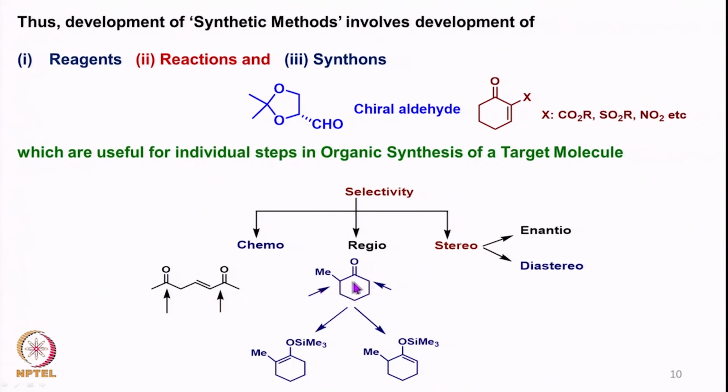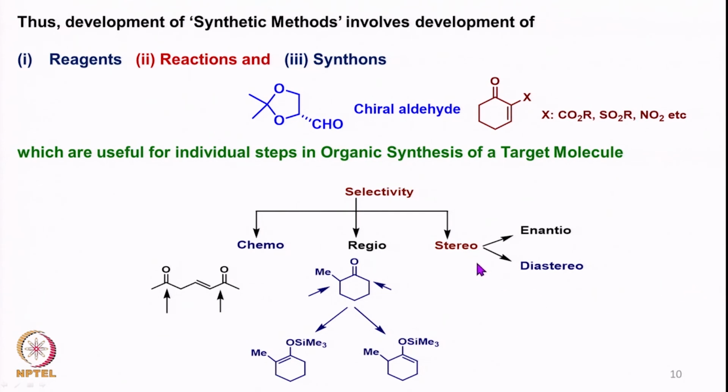Now in this particular ketone, there is a methyl group on the left side and no substitution on the right side. If we carry out the formation of an enol silyl ether by removing this proton here, then this is a regioselective deprotonation and regioselective formation of an enol silyl ether. On the other hand, if we deprotonate on the right side and let the enol silyl ether be made in this way, then this is also a regioselective enol silyl ether preparation. So, these are examples of regioselectivity.